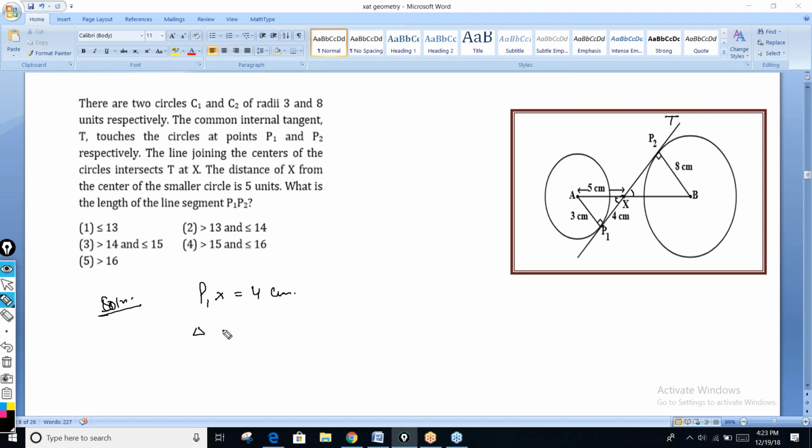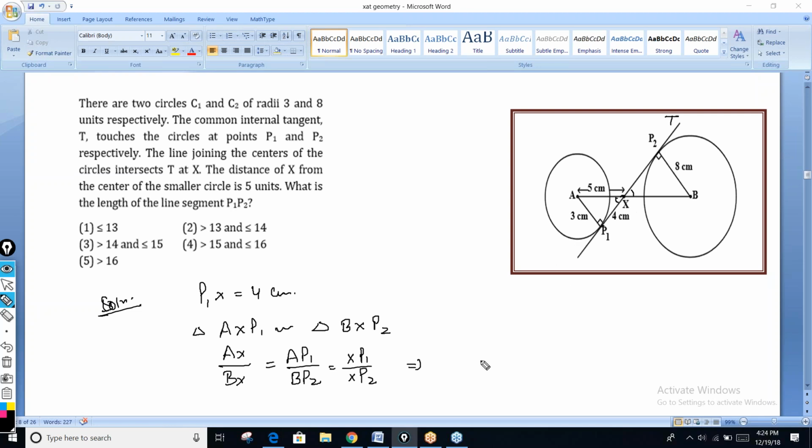So can I say triangle AXP1 is similar to triangle? In front of A I'll write B, in front of X I'll write X, and in front of P1 I will write P2, as both of them are equal. So the third angle B also has to be equal to angle A. So these two triangles are similar. Now we can use the proportionality: AX upon BX is equal to AP1 upon BP2 is equal to XP1 upon XP2.